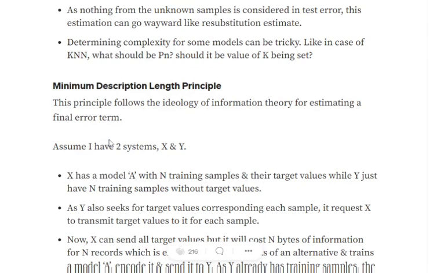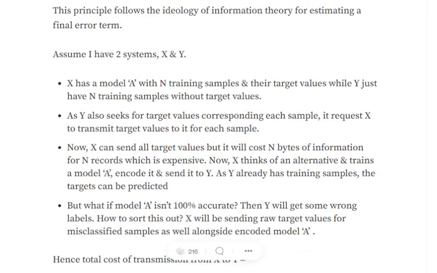Minimum description length principle. This idea comes from information theory. Let's understand what this principle is about. Assume that we have two systems, one is X and the other is Y. System X has the training data set as well as the target values for the training data set. That means the ground truth.